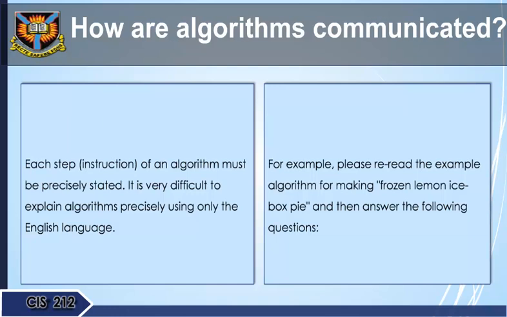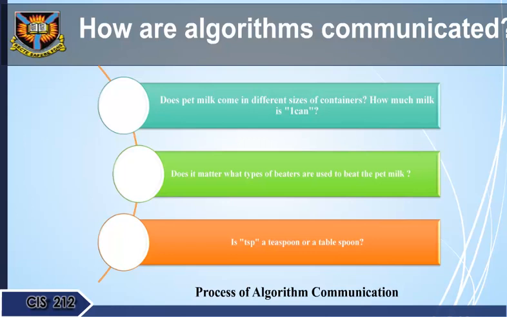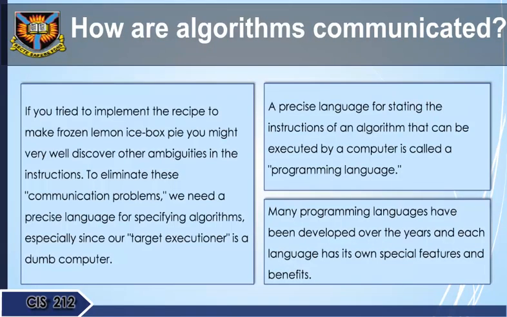For example, please reread the example algorithm for making frozen lemon ice box pie and then answer the following questions. Does Pet milk come in different sizes of containers? How much milk is 1 can? Does it matter what types of beaters are used to beat the Pet milk? Is TSP a teaspoon or tablespoon? If you tried to implement the recipe, you might very well discover other ambiguities in the instructions. To eliminate these communication problems, we need a precise language for specifying algorithms, especially since our target executor is a dumb computer.